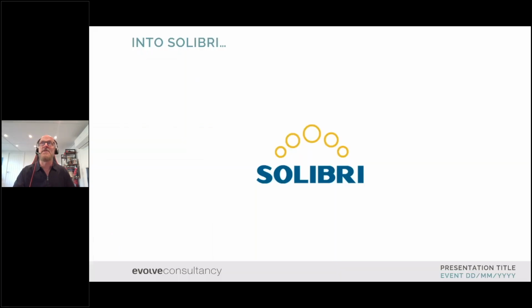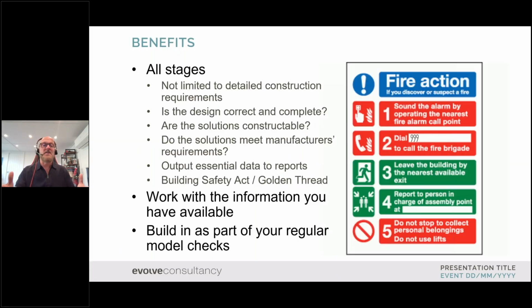So before I pass on over to Dobry, just a quick summary: the benefits, or the outcomes, are what you need them to be at the stage of the project you're working with. Don't think because you can put all this data in there that you need to. This is not limited to detailed construction requirements. What it is, it's helping you to understand these other things. Is the design correct and complete? Are the solutions constructible, as it says here on the screen? And importantly, at the stage you're at, are you meeting the requirements that you need to for the project?